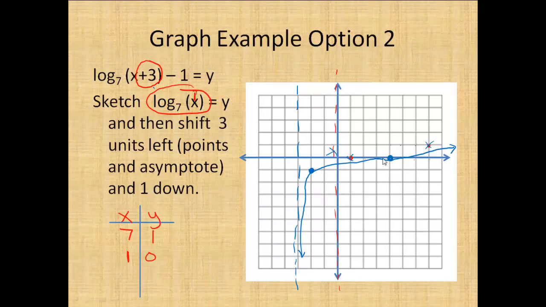If you notice, we still end up getting the exact same points. This point right here is the point 4, 0, just like we had before. And this point over here is -2, -1, just like we had before. And this is the asymptote, x equals -3, just like we had before. So when you're doing the very basic graphs of these, either option will give you the exact same thing. You just have to decide which option works the best for you.